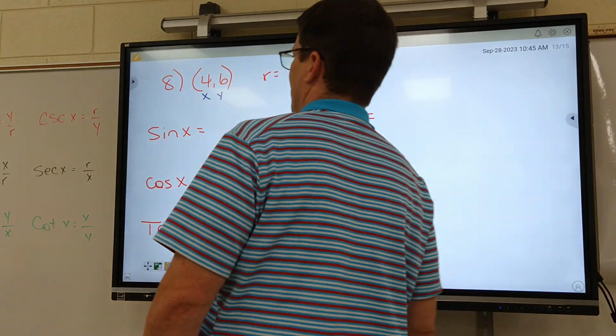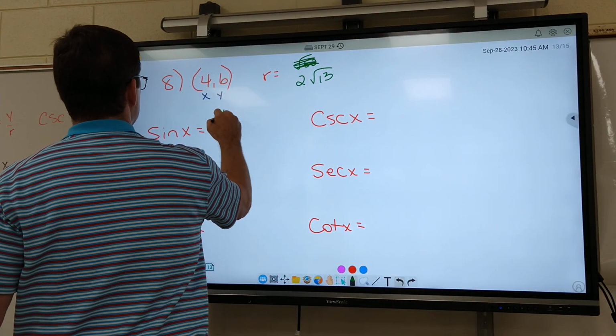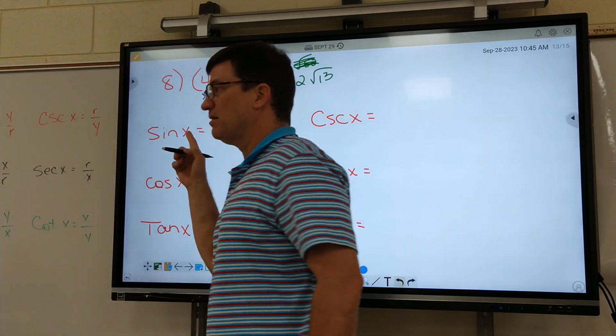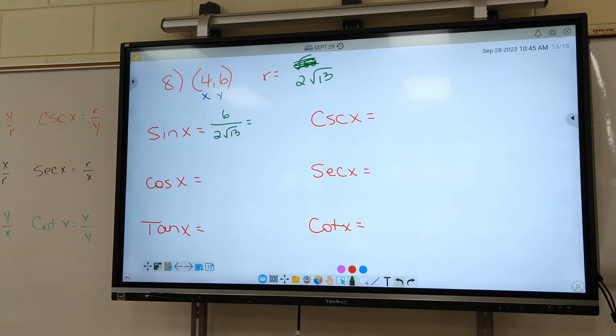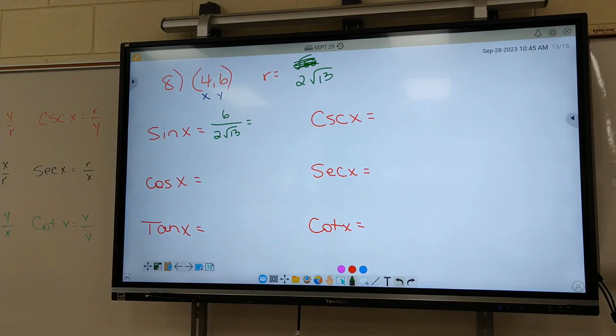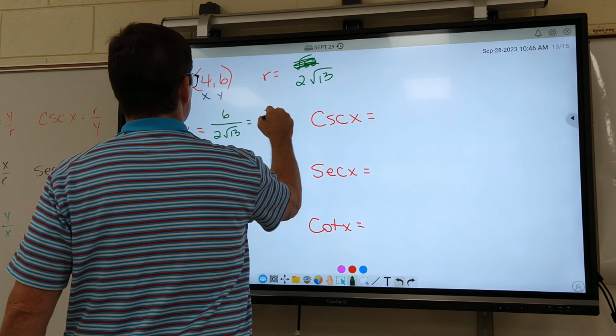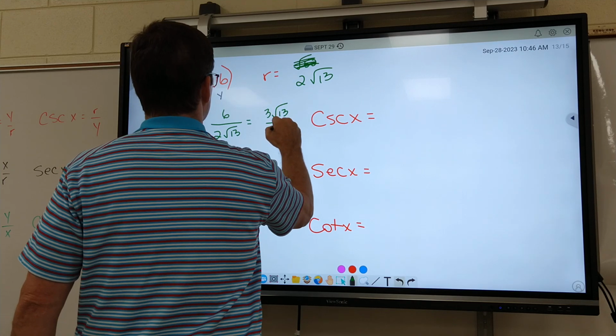All right, so what is sine? It is y over r. So I got 6 over 2 root 13. Can I leave it like that? No. Put it in your calculator. 6 on top over 2 root 13 is... Calculator gave me 3 root 13 over 13.